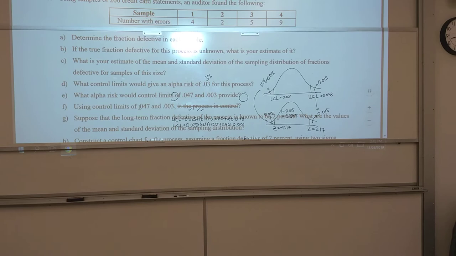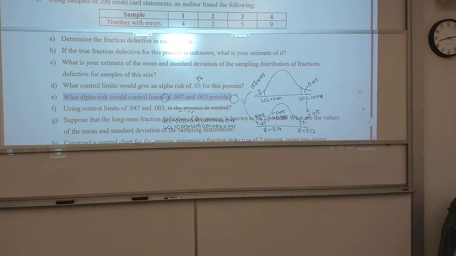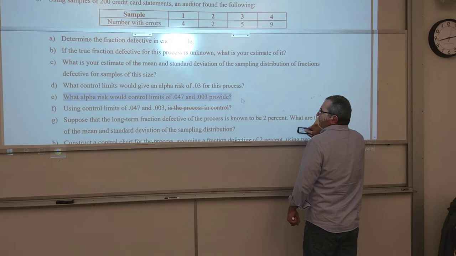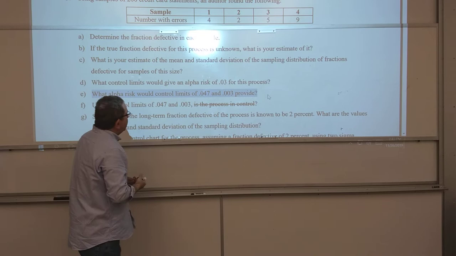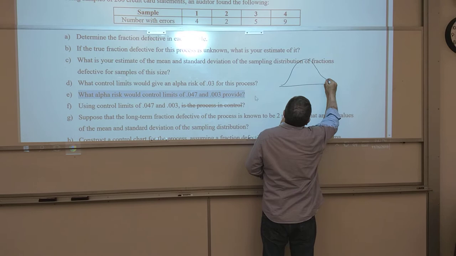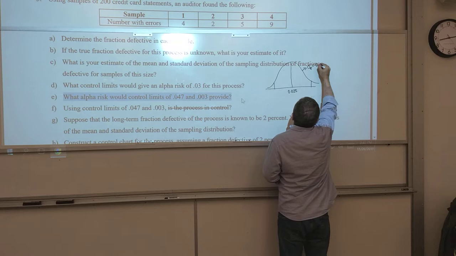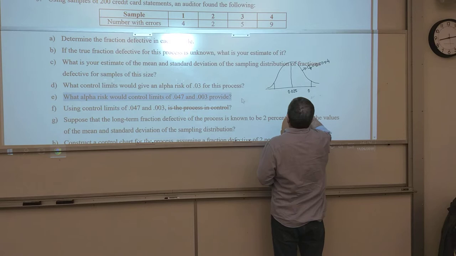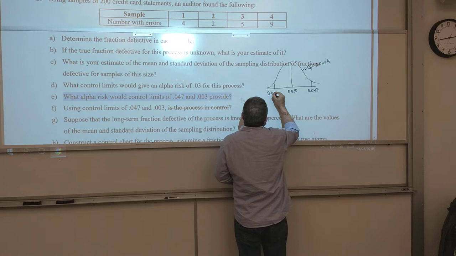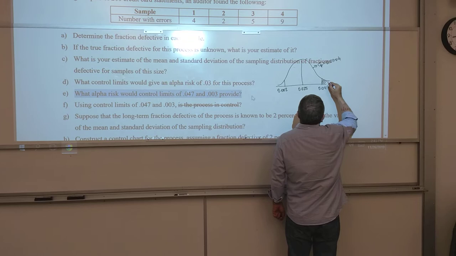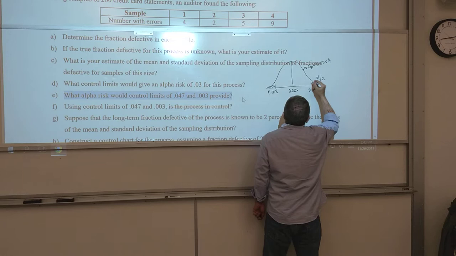So part E asks what alpha risk would control limits of 0.047 and 0.003 provide. Let's look at this normal distribution again. The mean is 0.025, sigma sub p is roughly 0.01104, the upper limit is 0.047, and the lower limit is 0.003. So we need to find these tail probabilities. This will be alpha over 2, and this will be alpha over 2.